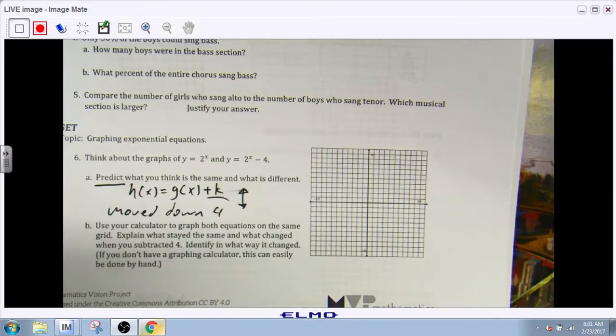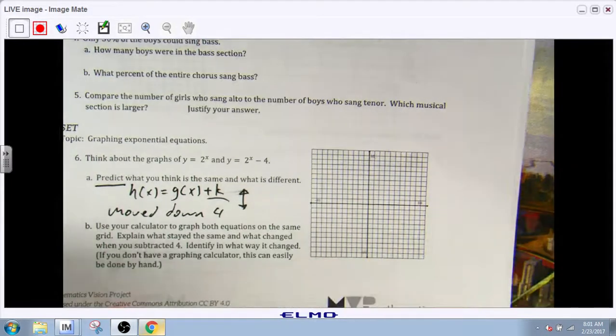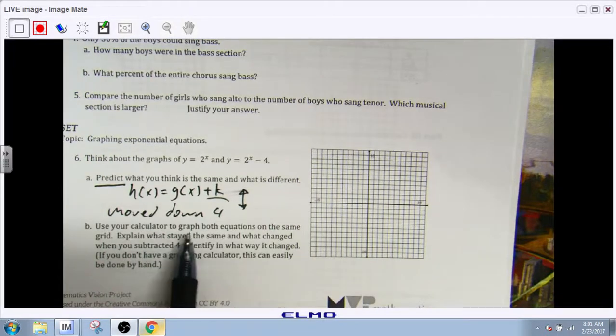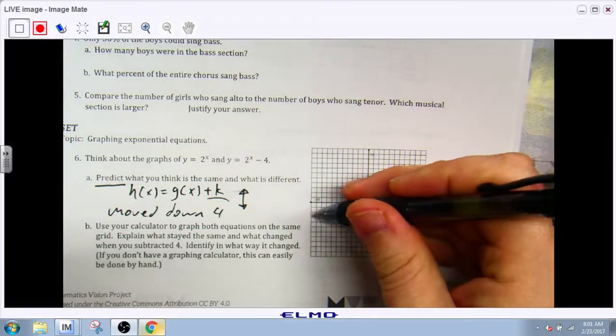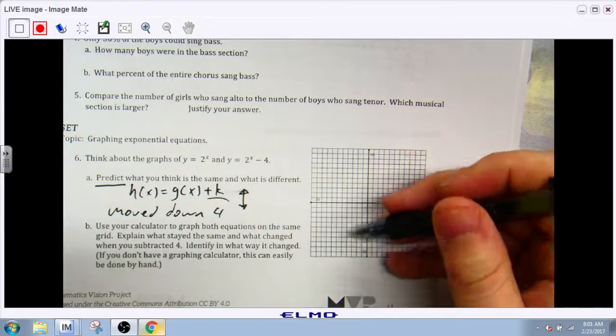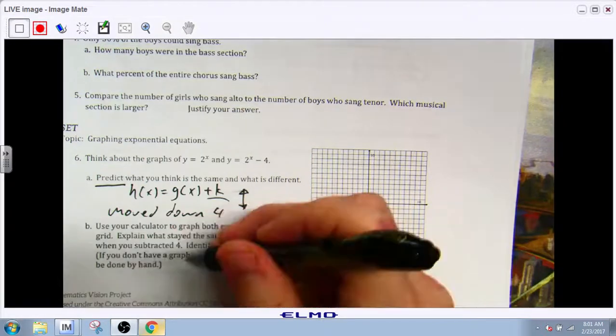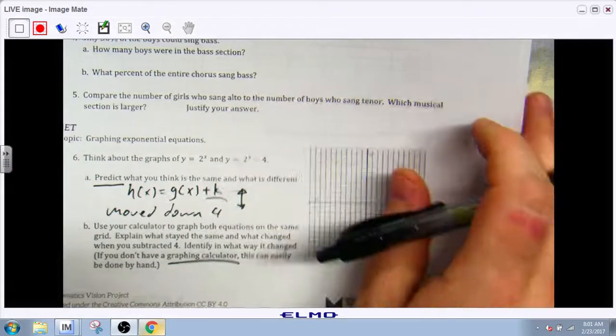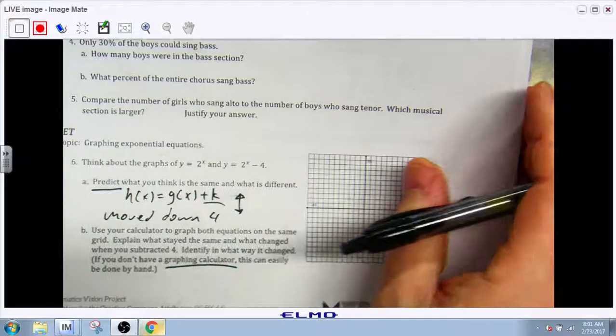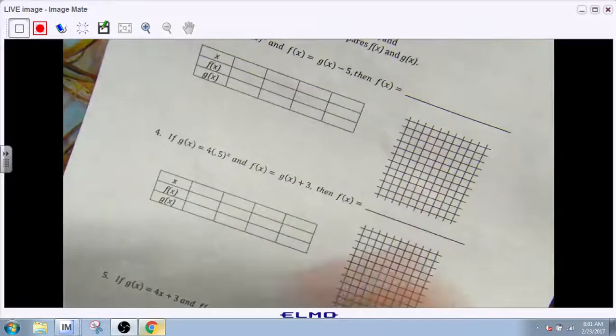Sweet. So seeing that, we can kind of see what happened here. And then we used our calculator to graph both equations on the same grid, explain what stayed the same and what changed when you subtracted 4. And we can see that the shape stayed the same, but it just moved down 4. And then it says if you don't have a graphing calculator, you can easily do it by hand, which you could, but we do now, so we'll just use those. All right.